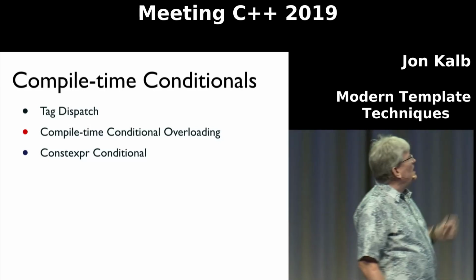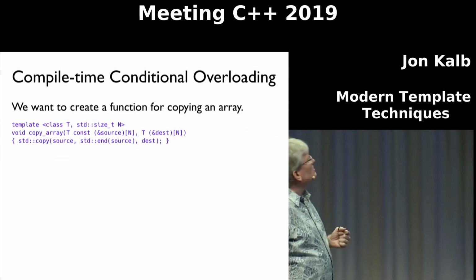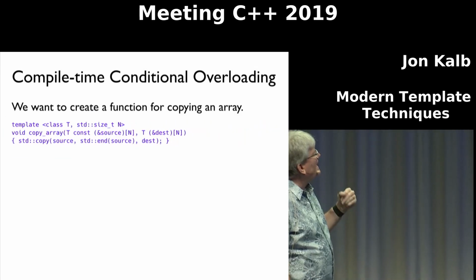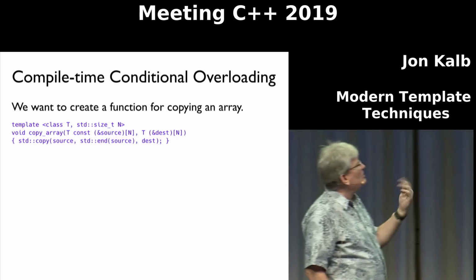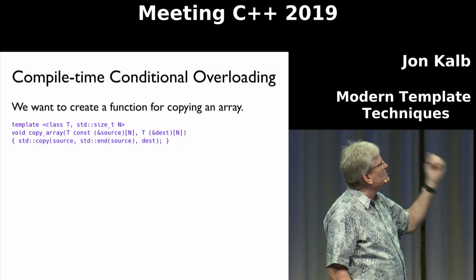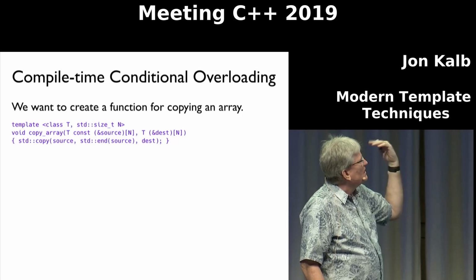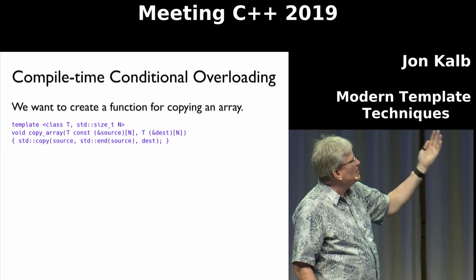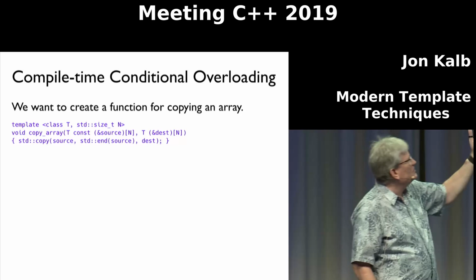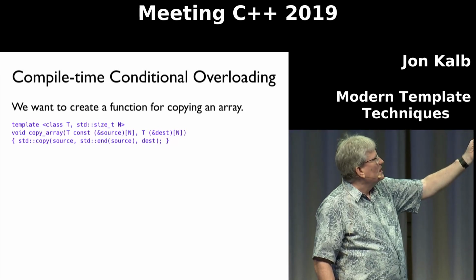There's another approach which uses compile time conditional overloading, and in this situation what I have is I want to write a function called copy array, and I'm going to give it 2 arrays, and they have to be the same size, and then what we're going to do is we're just going to copy from the source to the destination.